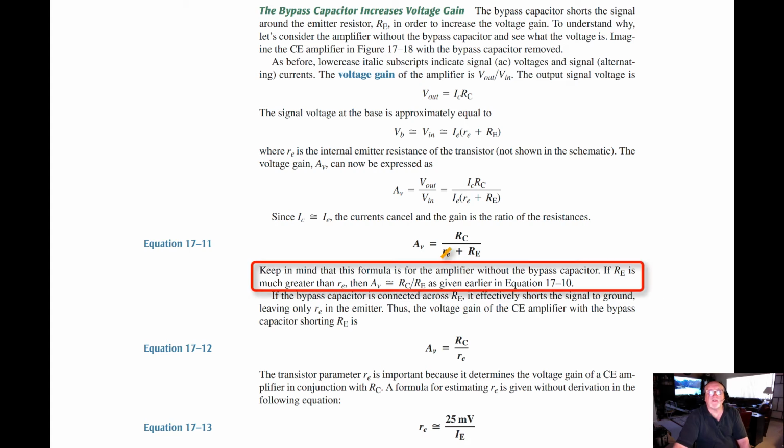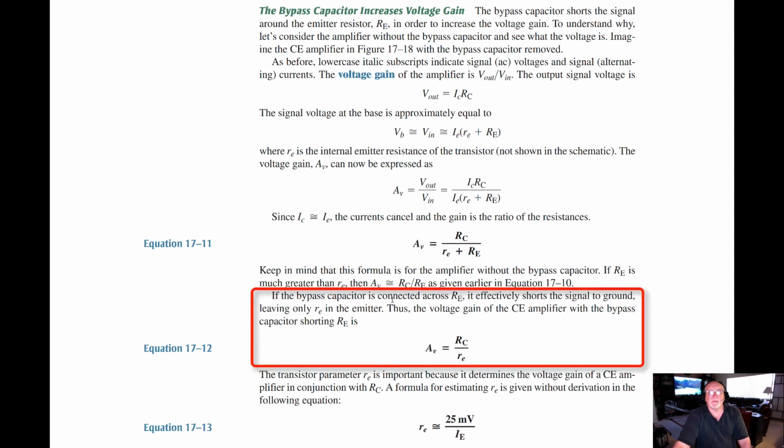Keep in mind that this formula is for the amplifier without the bypass capacitor. If R sub E is much greater than the internal resistance, r sub E, then the gain, A sub V, is approximately equal to just RC over RE. You might want to put that in your notebook.